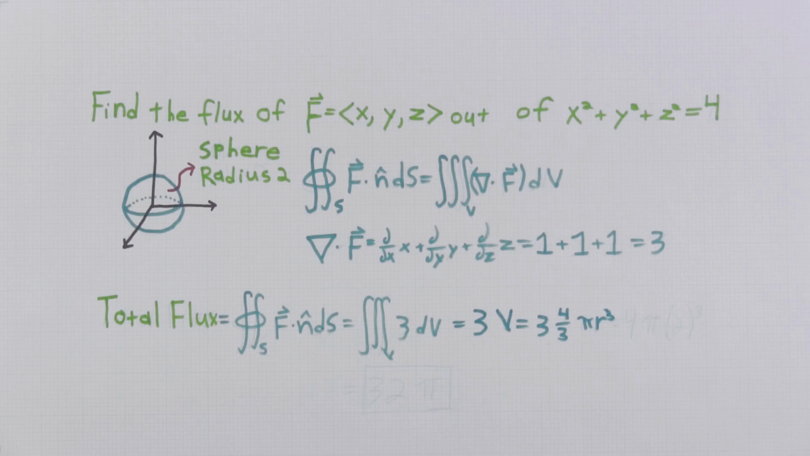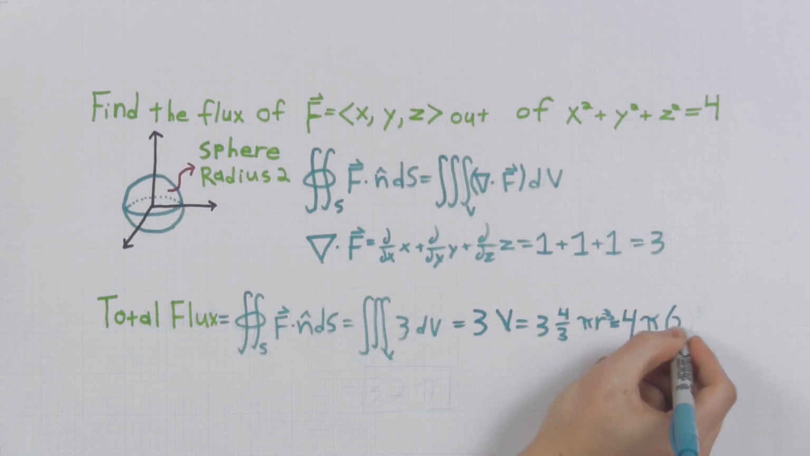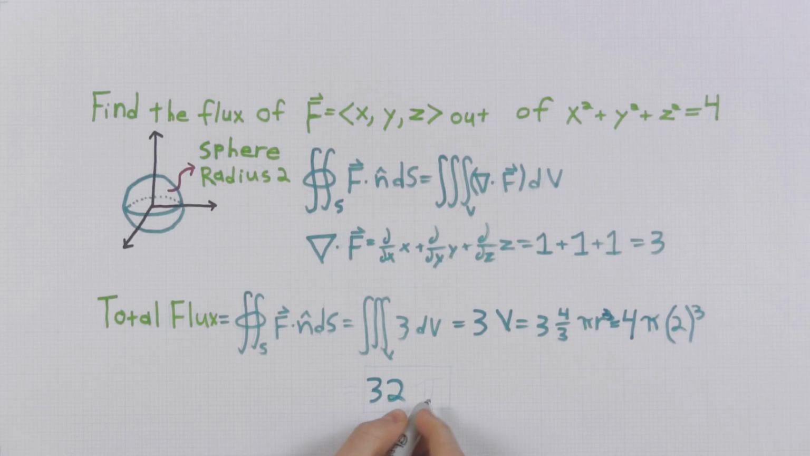We know that the volume of a sphere is equal to 4/3 pi r cubed, so we can substitute our radius of 2 to get 4 pi times 2 cubed. This gives us a final answer of 32 pi, just like we had before, so our answers check out.